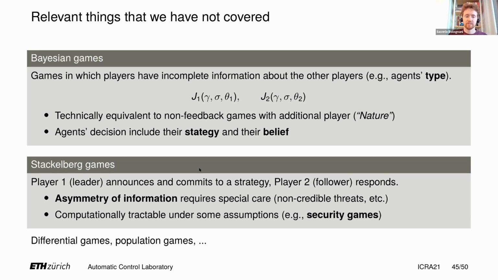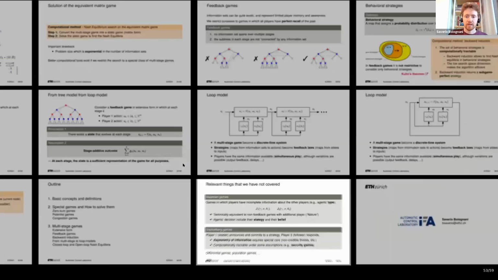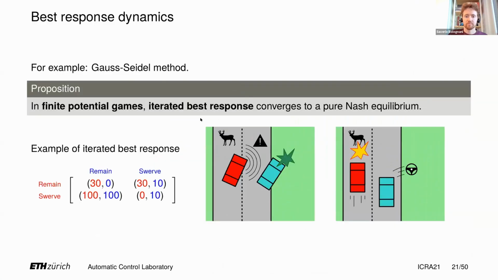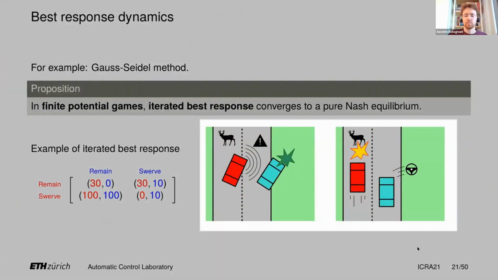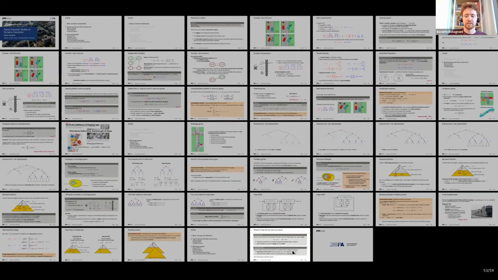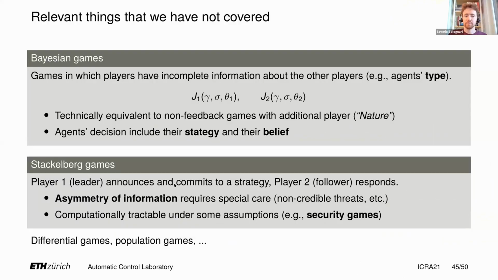The second thing that I think could be relevant for these applications, but we have not covered in this tutorial, are Stackelberg games. Stackelberg games, we have actually seen one of them. It's a game where one of the players plays first and the other one responds. So they're typically called leader and follower. This is an asymmetric game compared to the simultaneous play, right? One of the two plays first and the other one plays second.